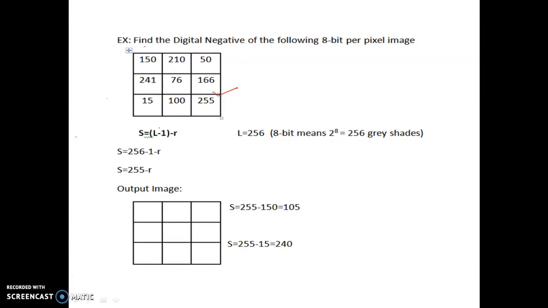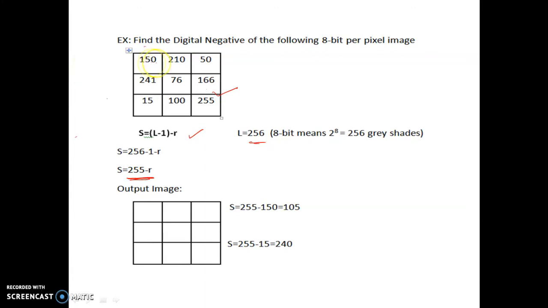Find the digital negative of the following 8-bit per pixel image. So they have given an 8-bit image. 8-bit image means what is the value? 0 to 255. So the gray level values will be from 0 to 255. If you see here, all the values are from 0 to 255, 150, 210 like that. And what is the formula for this? S is equal to L minus 1 minus R. So what is L? L is 256. 256 minus 1 is 255. So the equation becomes 255 minus R. So we have to substitute in this equation and find the answer for this.